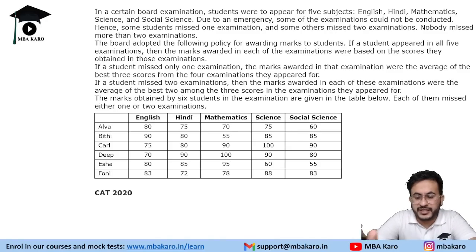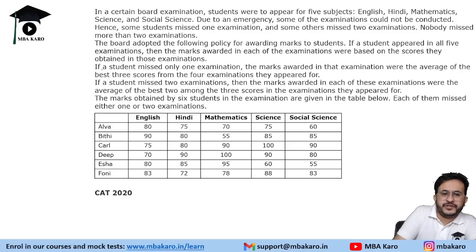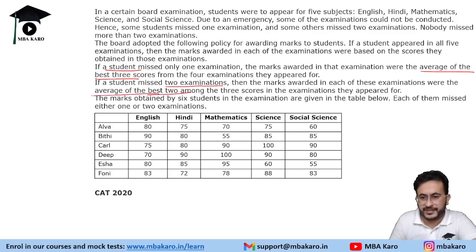CAT 2020, question based on averages. You can see the solution of this set on my channel. It is about how the average is calculated. It says that if you miss one examination, they take the top scores. So if a student missed one examination, it was the average of the best three scores. And if a person misses two examinations, then it is the average of the best two, right?